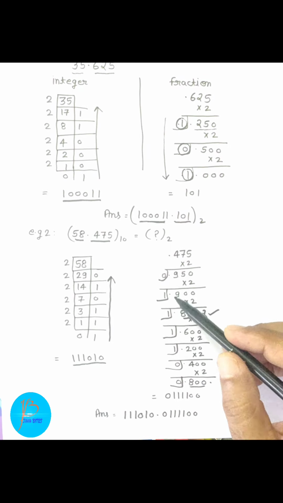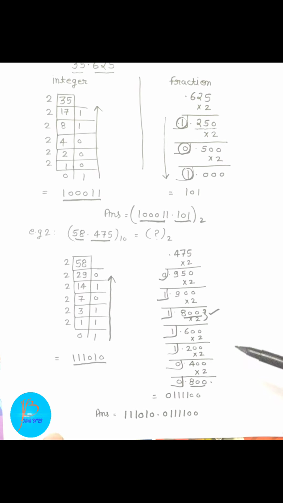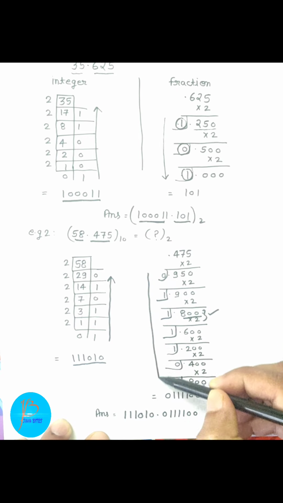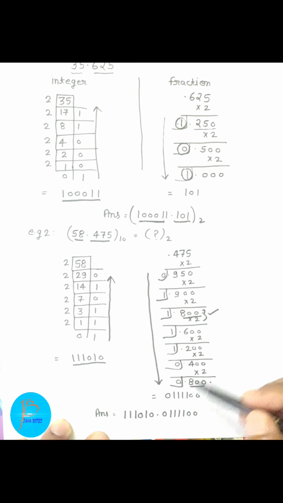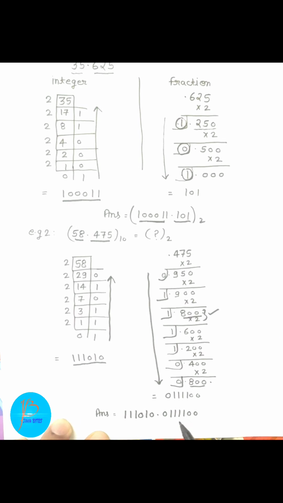Now children, when the calculation repeats itself, here you will stop, and you will copy down all the integer parts from top to bottom order. When you copy them, see what your answer is: 0 1 1 1 1 0 0. This is the result of your fractional part, and the earlier one is the result of your integer part. The integer part represents 58, and the fractional part represents 0.475.